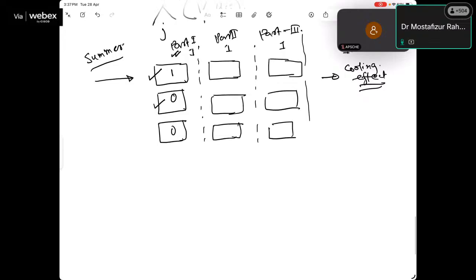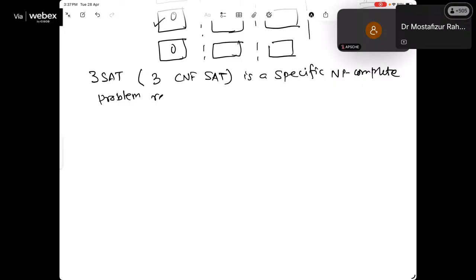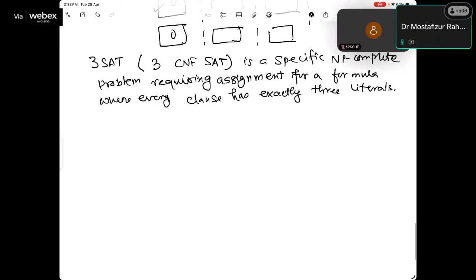One of that particular form is called a 3-SAT form, also known as 3-CNF SAT, which is a specific NP complete problem requiring an assignment for a formula where every clause has exactly three literals or variables. So the example is very simple.